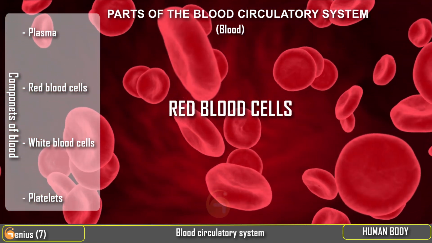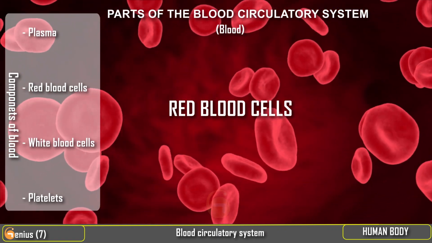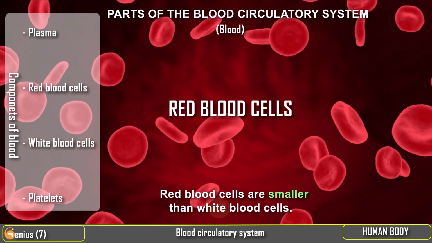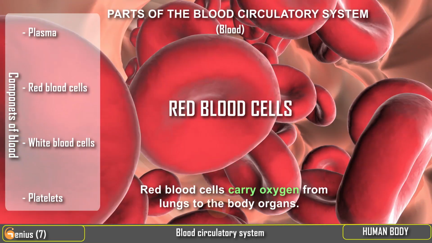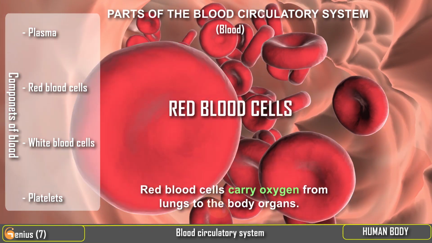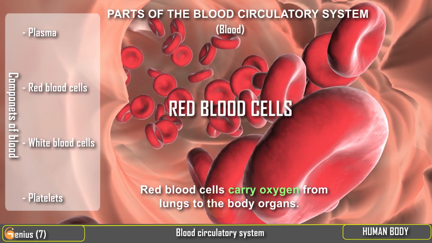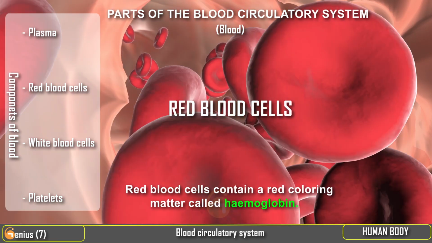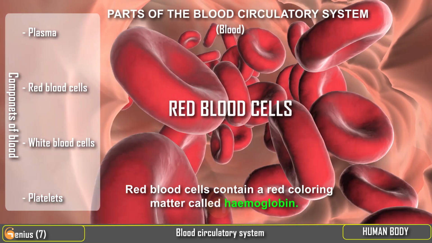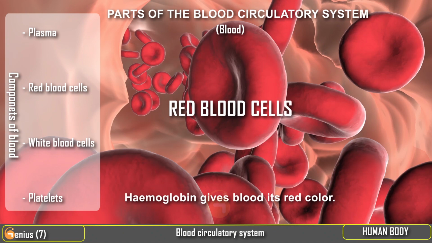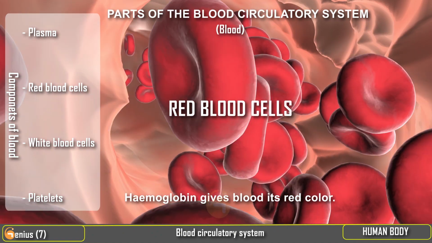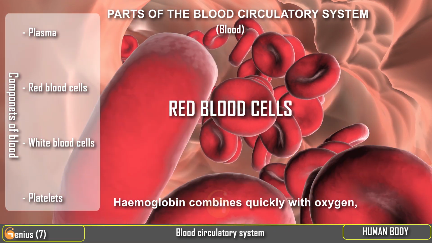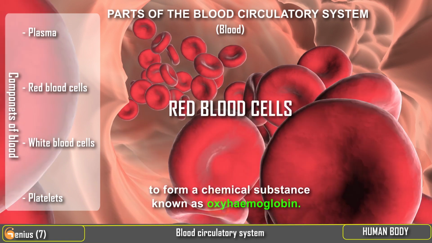Red blood cells. Red blood cells are smaller than white blood cells. Red blood cells carry oxygen from lungs to the body organs. Red blood cells contain a red coloring matter called hemoglobin. Hemoglobin gives blood its red color. Hemoglobin combines quickly with oxygen to form a chemical substance known as oxyhemoglobin.